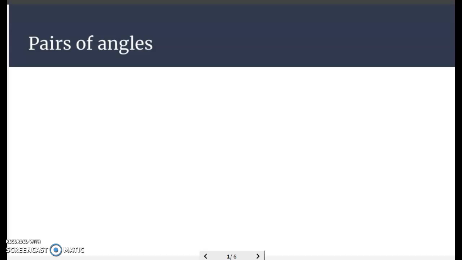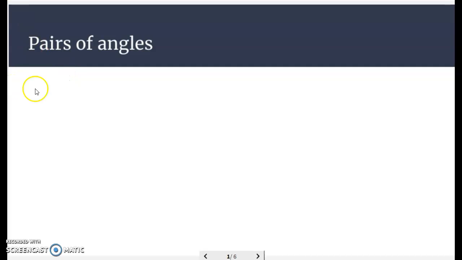Welcome back, everybody. Today we're going to talk about different pairs of angles. When talking about two pairs of angles in geometry, I'm just going to show you a few examples. First pair we're going to talk about, these right here. These are known as vertical angles.